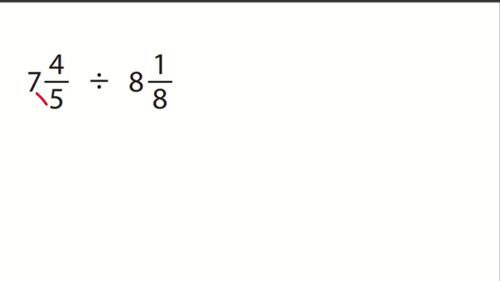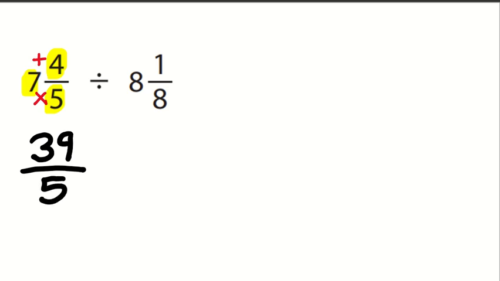First, we're going to multiply the denominator by the whole number, and then we're going to add the numerator. So, 5 times 7 is 35. And 35 plus 4 is 39. So we're going to go ahead and put our 39 up top. And remember, the denominator stays the same. So 5 on the bottom.